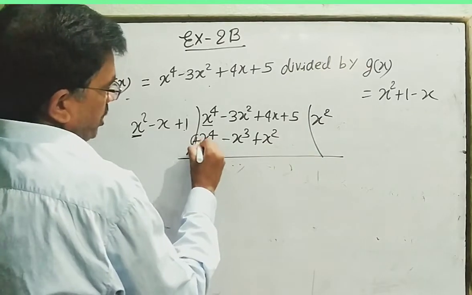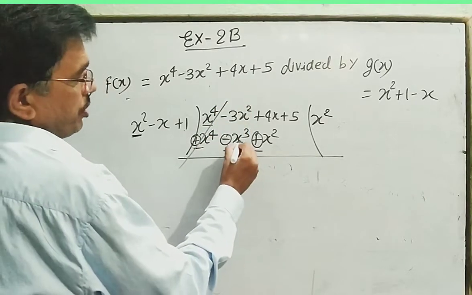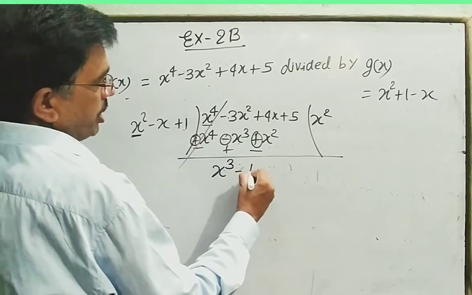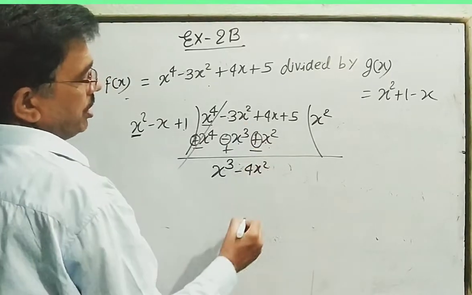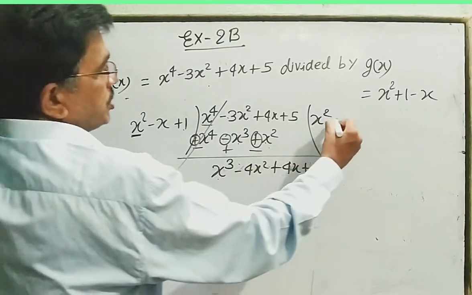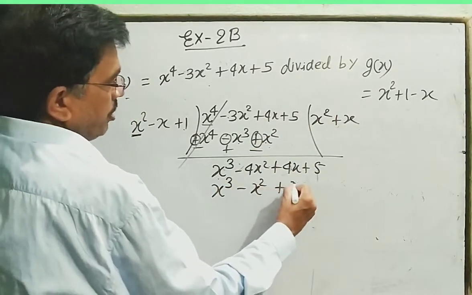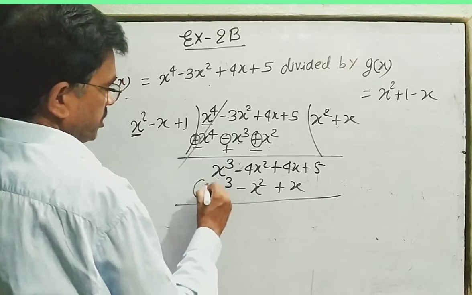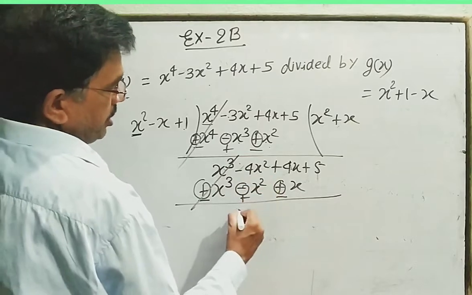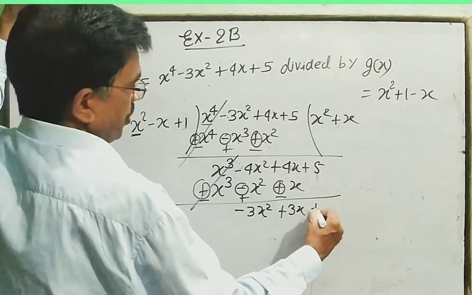Change their signs, plus minus minus plus plus minus. See, x cube is only one here. So you write first x cube, and minus 3 and minus x square, that is minus 4x square, both are same like terms. It is 4x and plus 5. For x cube, you write plus x. Then you get here x cube minus x square plus x. Plus minus plus plus minus. Cancel it. Here minus 3x square plus 3x plus 5.